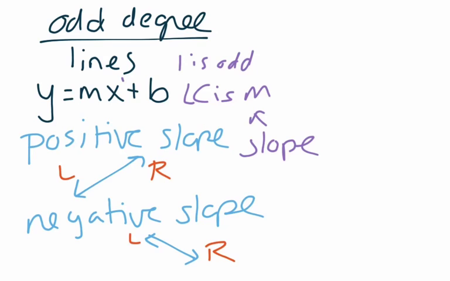I'm going to repeat that. We're going to repeat it out loud, and we're going to trace over it, and then we're going to go back and put it on that chart. So if the degree is odd and the leading coefficient is positive, then the left-hand side points down and the right-hand side points up. If the degree is odd and the leading coefficient is negative, then the left-hand side points up and the right-hand side points down.